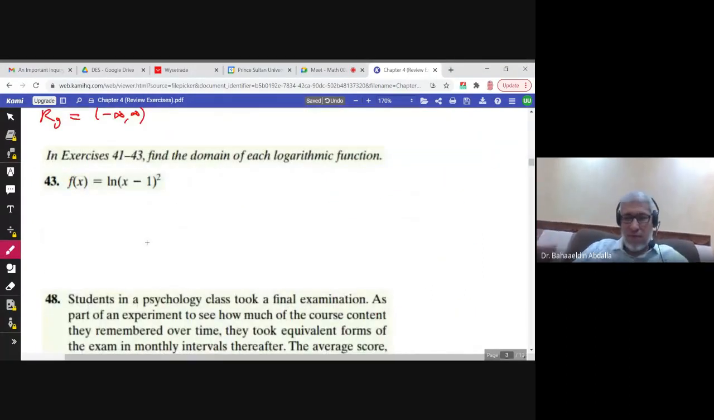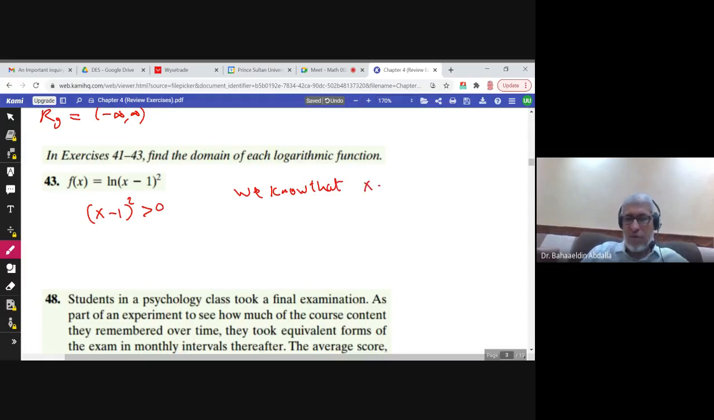Find the domain of the logarithmic function. Well, for the domain of the logarithmic function, anything inside the logarithmic function should be positive. So x minus 1 squared, which is inside the ln, should be greater than 0. But we know that x minus 1 to the power 2 is always positive or 0 because there is a square here. We need it to be positive.